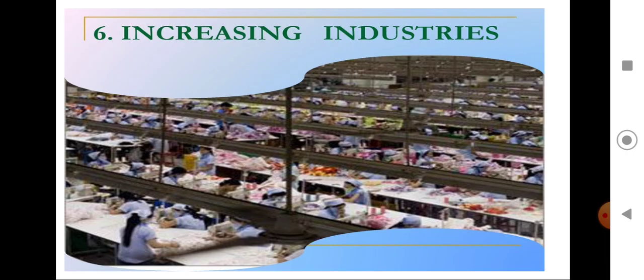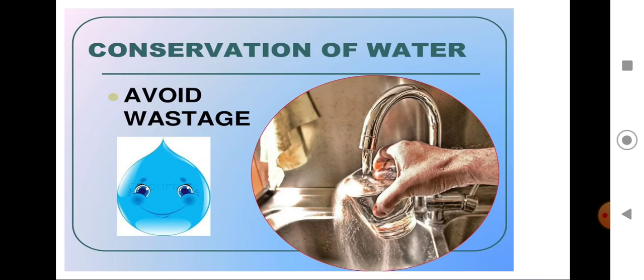And increasing industries: when population is more and we are not using things properly, again and again we will buy, and the industries are more now, and each and every industry will require water. We learnt in the previous class that 22% of water is needed by the industries. When they dig in every area and take the water from the ground, this leads to the depletion of the water table.